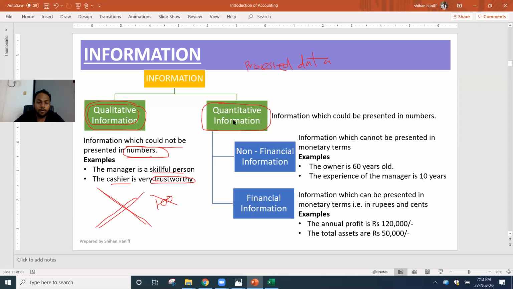What do you provide? Only quantitative information. If it can be presented in numbers, then you provide it. But not all the quantitative information.